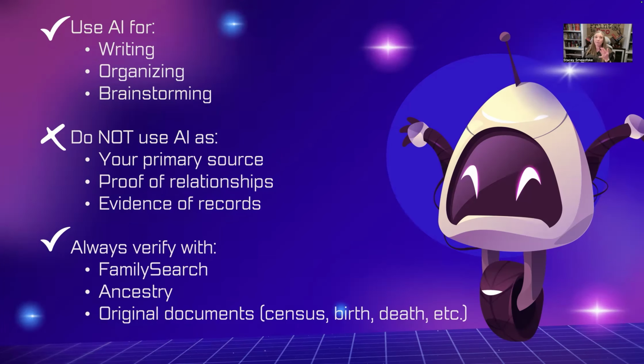So I want you to be careful about when you use AI. You're going to use AI for writing, organizing, or brainstorming, okay? But you do not use AI as primary sources, proof of relationships, or evidence of records. You're not going to cite ChatGPT inside of those source materials, right? So always verify, always go back and always look.